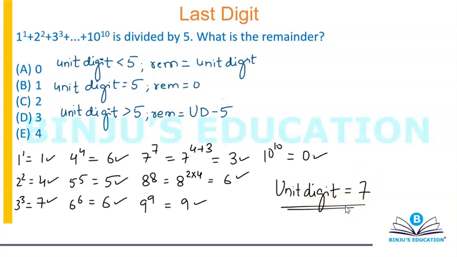Unit digit is 7. Now if I'm going to multiply this by 5, what will be the remainder? Remainder will be 2. And that's your answer. 2 is your answer.